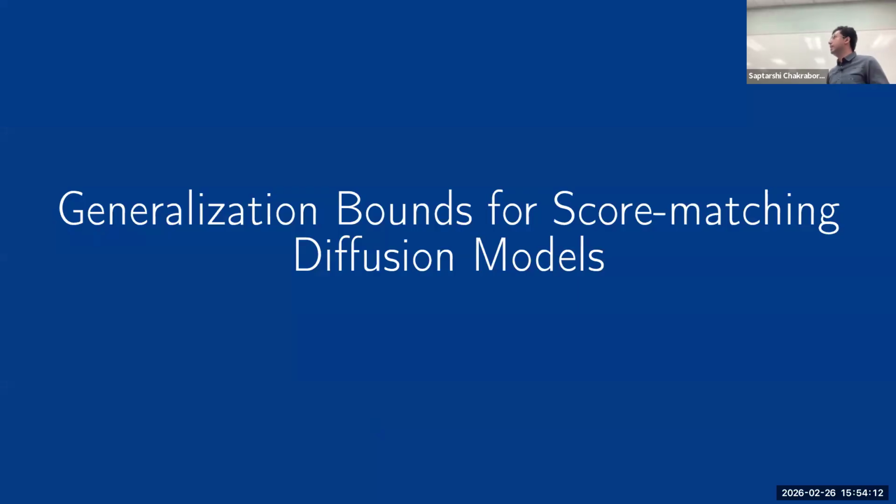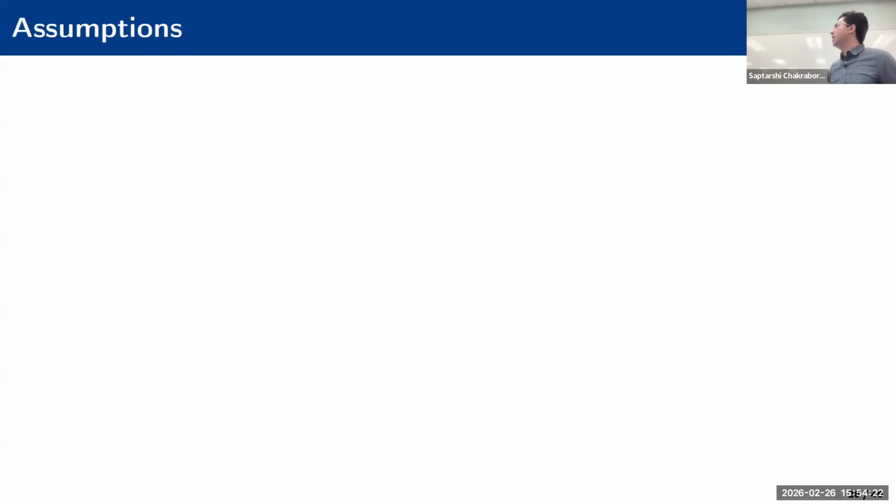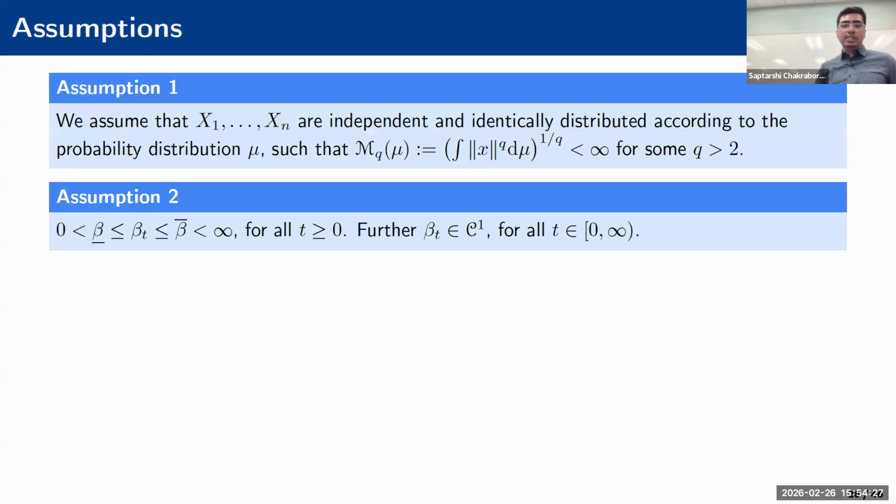So through this intrinsic data dimension, we intend to characterize the generalization bounds for score matching diffusion models. Let me start by putting the assumptions on the slide. The assumptions are very simple. We assume that x1 through xn are IID, and the qth moment is finite for some q larger than 2. Actually, q has to be larger than p as well, but q has to be at least larger than 2 because you're taking an L2 difference to match the score function. So that has to be finite.